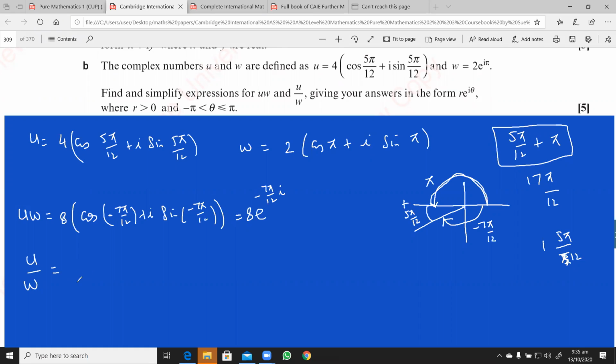That is 4 over 2, so this is 2. Okay, cos. Now I have to subtract them. So the upper one is 5 pi by 12, and then minus pi. So this is minus 7. It is the same argument. So rather than writing this, I'll be writing it as 2 e raised to power minus 7 pi by 12 iota. Can you please check the answer?